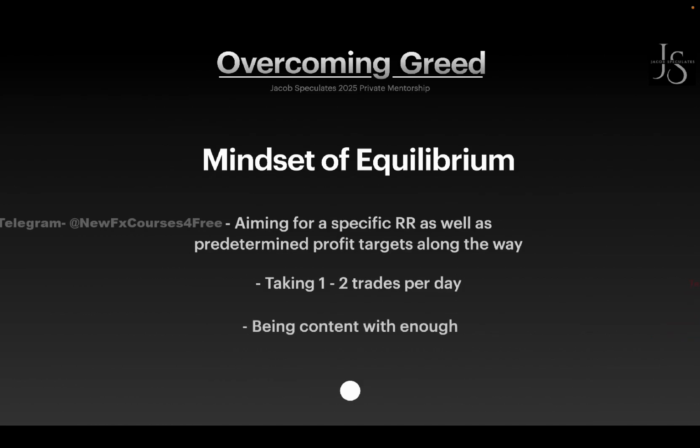And finally, being content with enough. Once you do hit your specific risk to reward, which generally a good starting point is a 1 to 2, but once you graduate from that, you can start aiming for a 1 to 3. And once you hit that target with the specific amount of trades you know you can take in a day, then you should be content with enough and just simply not even care what the market has to offer for the rest of the day until a new day opens up.